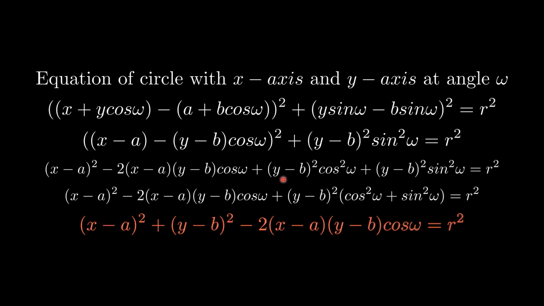And then you just expand that. And what is important here is now we have (x minus a) squared plus (y minus b) squared minus 2 times (x minus a) times (y minus b) cosine omega being equal to r squared. Such that if omega is 90 degrees, we still get back to the original equation with the perpendicular x and y axis. So this is really very important.